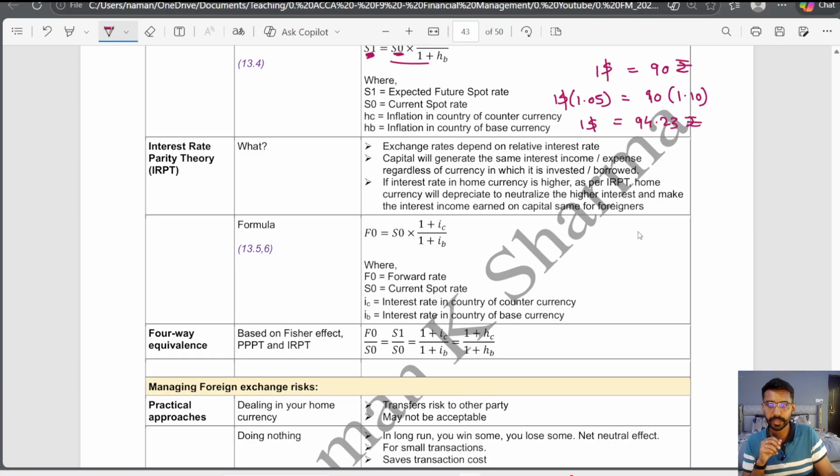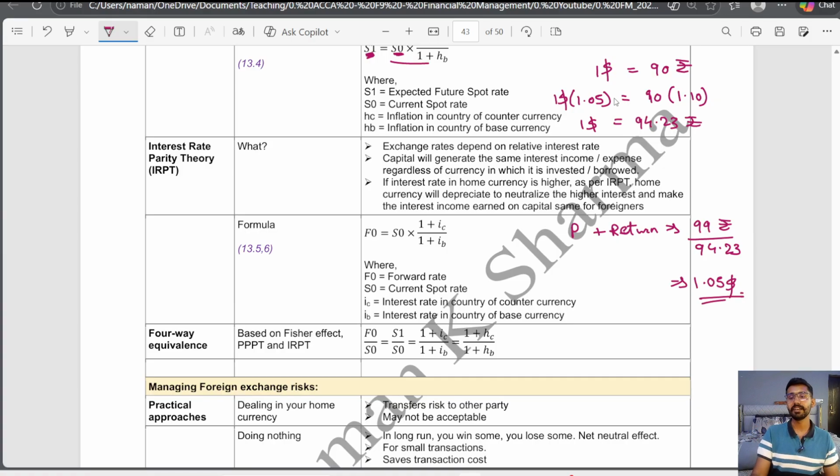So even if you get 99 rupees, okay, your return is what? Your principal plus return is 99 rupees. You are very happy that you got 10% return. But when you convert it into dollars, what you are going to get is $1.05. So in dollar terms, you have still made only 5% return. This is called your interest rate parity theory.